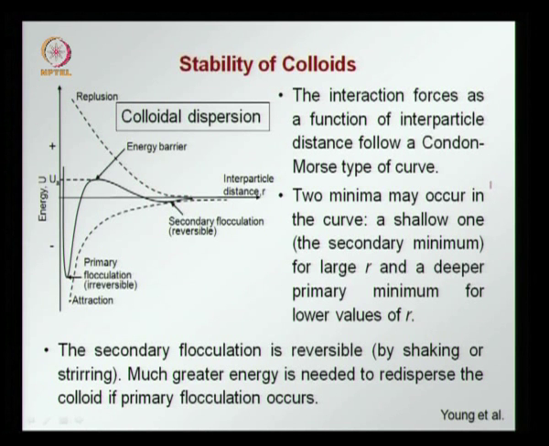So what we see here is there are two minima in the curve, a shallow one called the secondary flocculation and a deeper one which is the primary flocculation. Secondary flocculation is reversible, that is by shaking the colloidal suspension or stirring we can separate the flocks. However, much greater energy is required to redisperse the colloids if primary flocculation occurs. So the primary flocculation is irreversible.